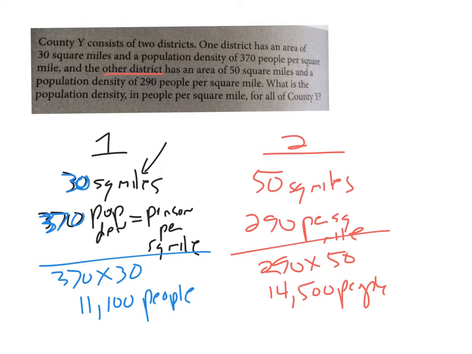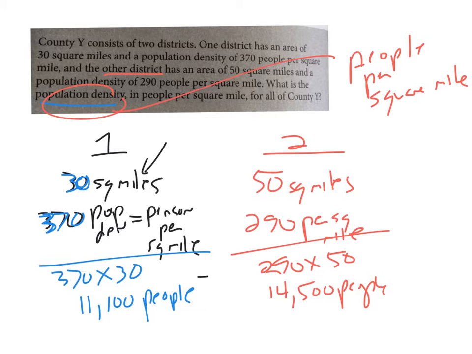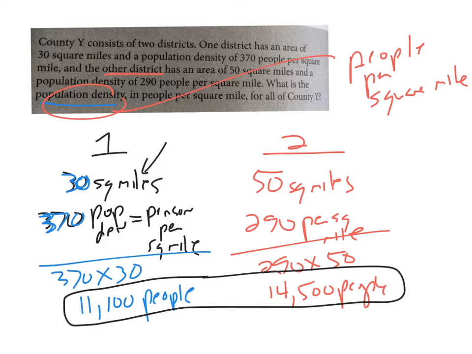It says, what is the population density? How many people are there? How many people per square mile? That's the population density. How many people per square mile are there in all of County Y? Well, how many people are there in this County Y? There's 11,100 people in District 1, 14,500 people in District 2. So if I just simply add those numbers together, there's going to be 25,600 people in that county.